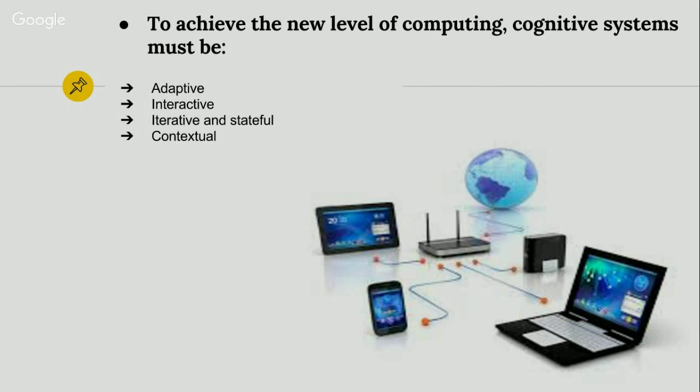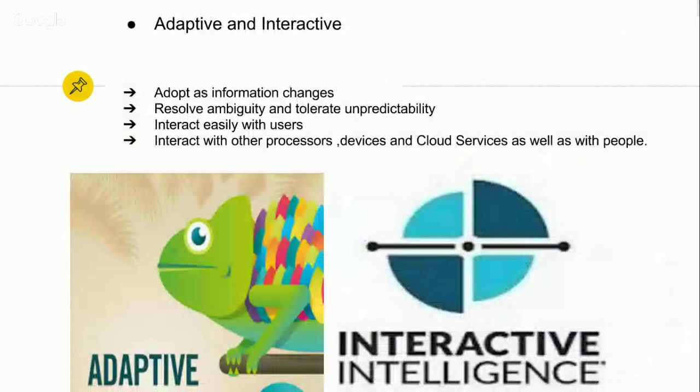When I say adaptive and interactive, I mean that the system should be easily adapted as information changes. Also, the resolving of ambiguity and the tolerance of unpredictability. Also, it is essential to interact easily with users and to interact with other processors, devices, and cloud services as well as with people.